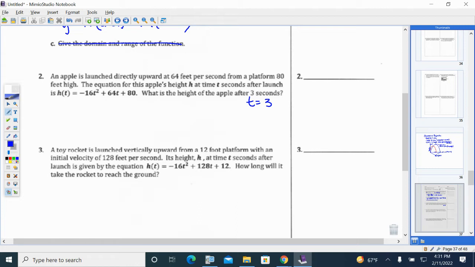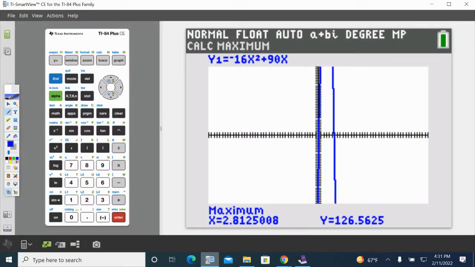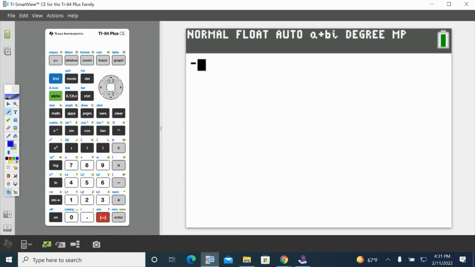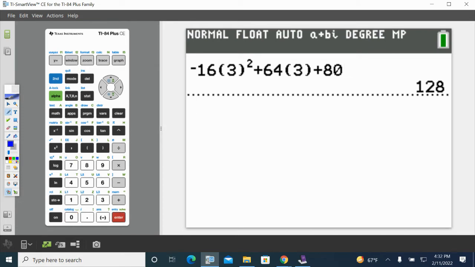So this one's very quick, very simple, very easy. I really don't need the y equal feature on the calculator. I can just plug this in. Now, you totally could. I can show you a quick little shortcut here on the calculator. Let me figure this first. So I would have negative 16 times the 3 squared plus 64 times that 3 plus 80. And we're going to get about 128 feet.